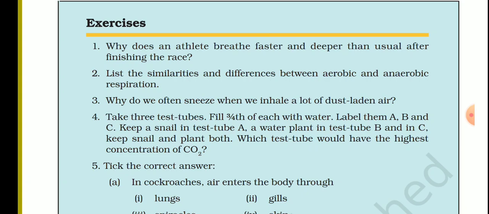Okay. Next question, question number 4. Take 3 test tubes, fill 3/4 of each with water, label them A, B, and C. Keep a snail in test tube A, a water plant in test tube B, and in C keep snail and plant both. Which test tube would have the highest concentration of CO2? I hope you have understood the question.